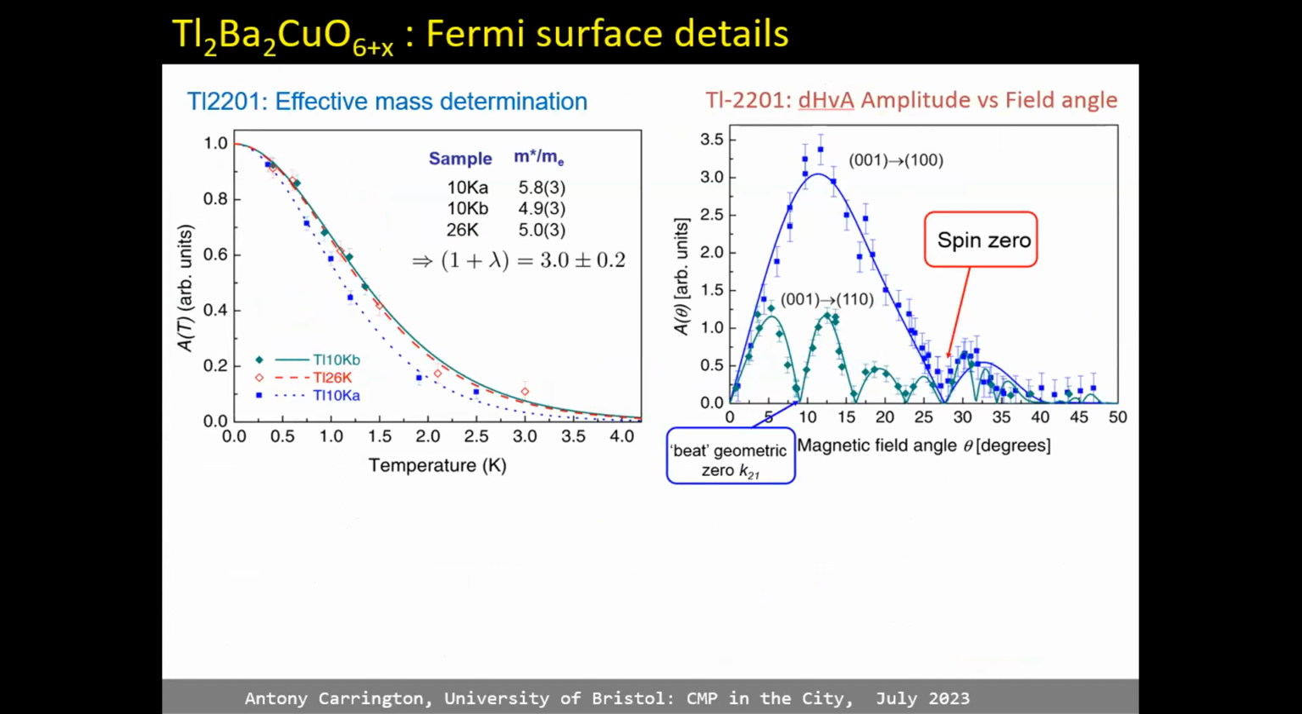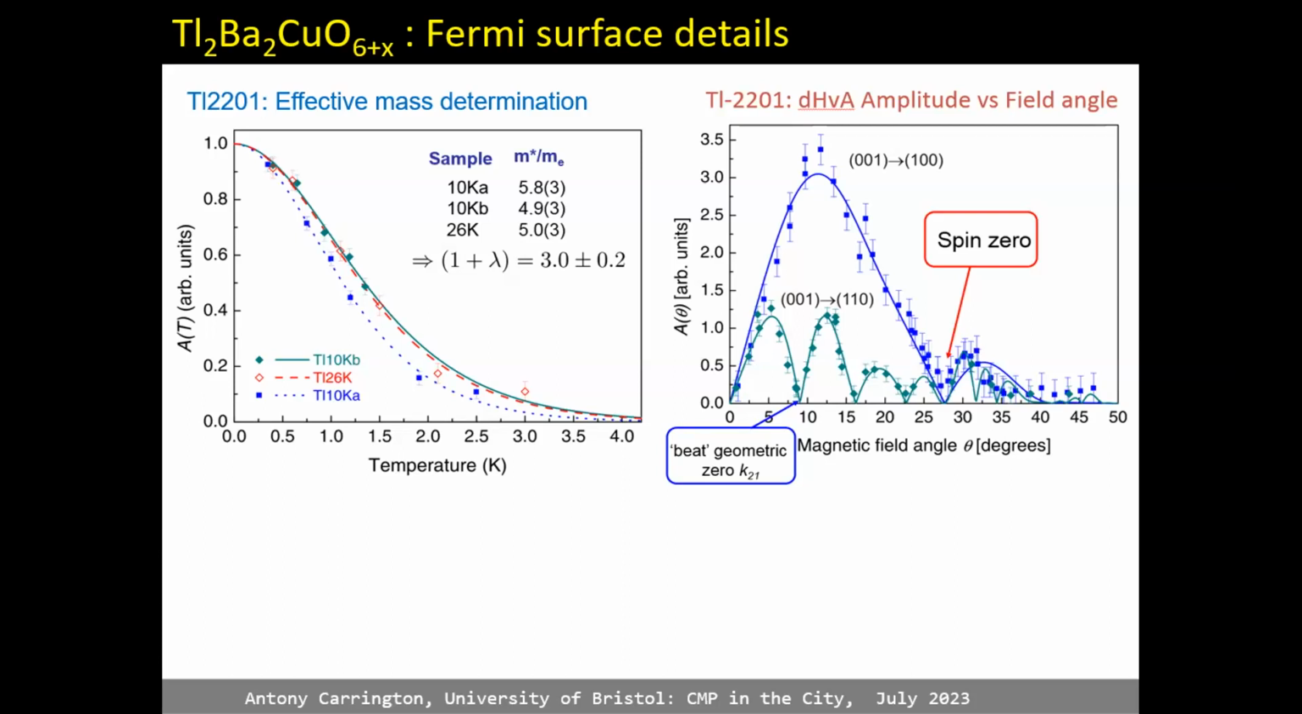In fact, it looks like there's more than one if I look further. Actually, there's only one spin 0. So this is torque data actually. There's an overall envelope, so it's 0 here because of the torque factor. It goes down because of the Dingle effect, right? The orbits get bigger as you go to high angle, so this is why this decays here.